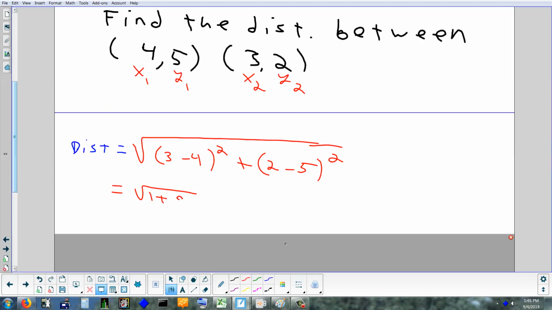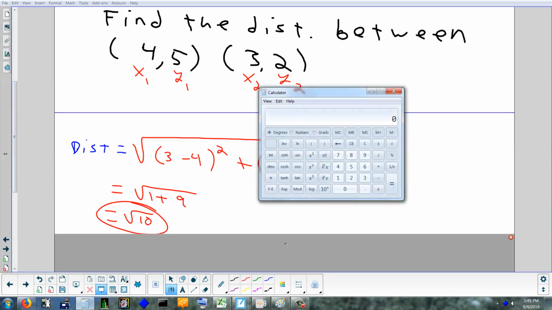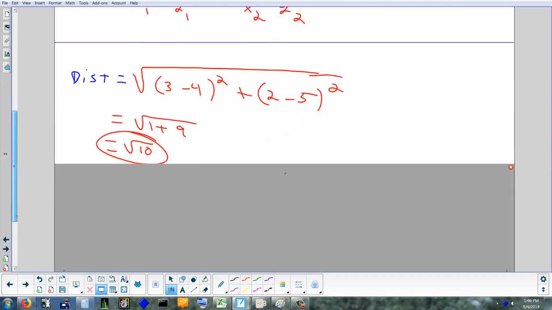Perfect. So we get square root of 10, and we're done. If they don't ask me for a decimal, I can leave the answer just like that. Okay. If they want a decimal, then you use your calculator and just type it in. Every calculator is a little different, but that's what you do on that one. Okay. Any question on that?